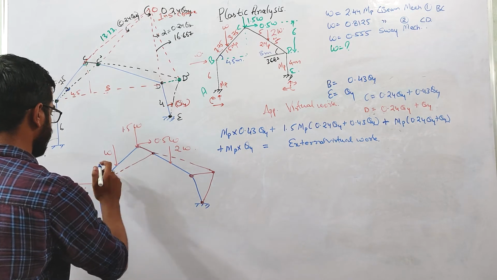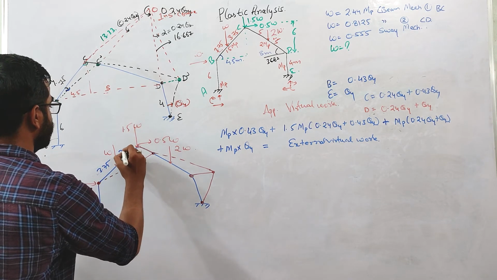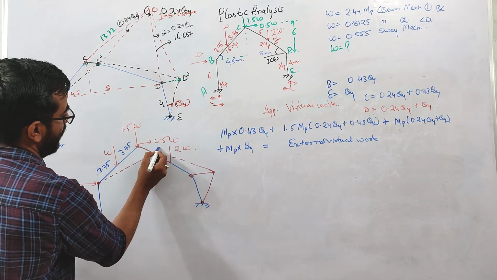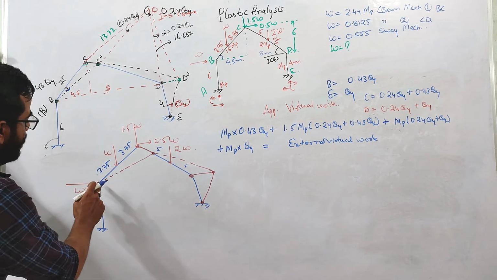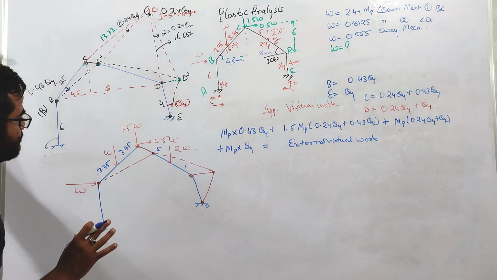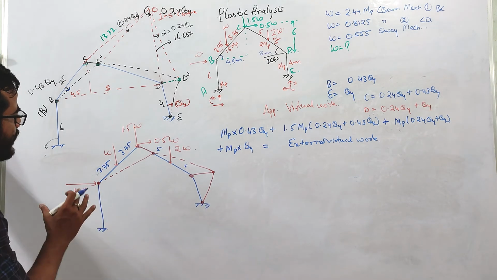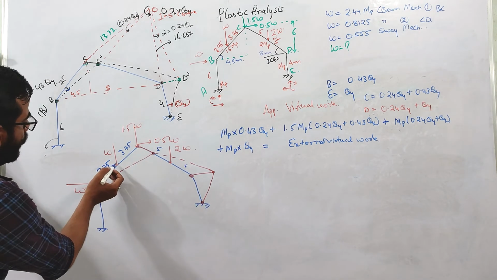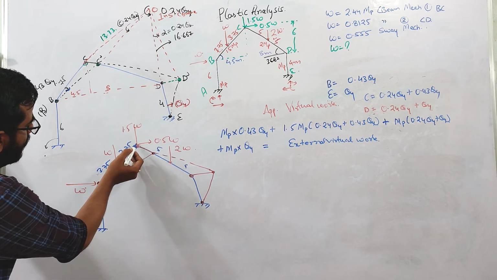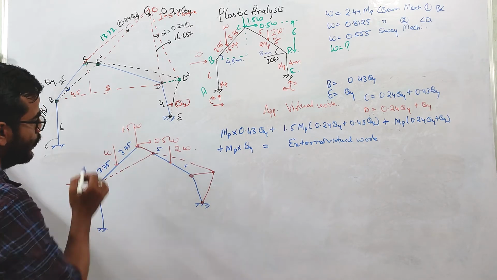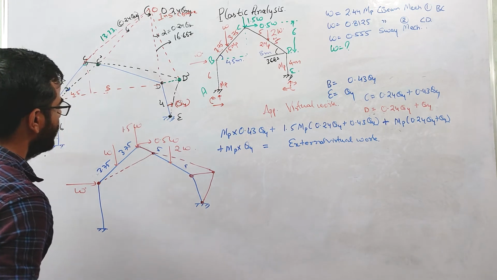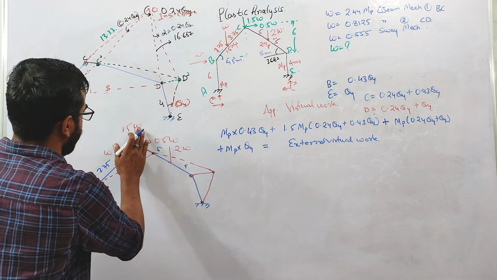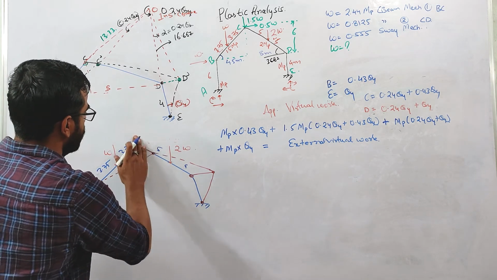This distance is 3.75. This is 3.75. This is 5. This is 5. Now when you are applying the virtual displacement, the frame will deflect like this. The work done will be due to the load at this point and due to this load. Now let us first come to this point C.